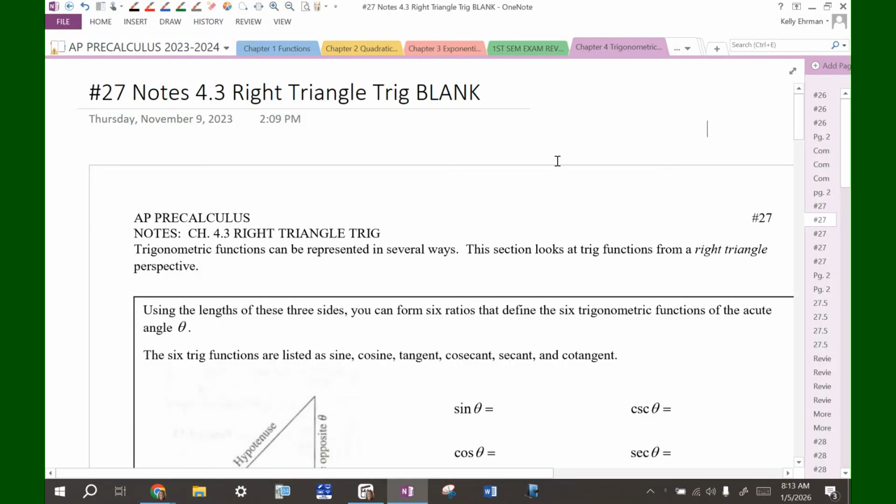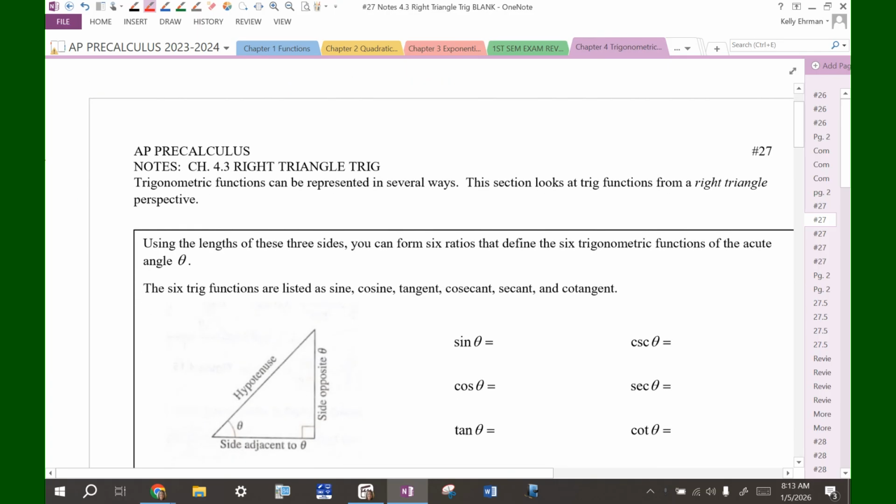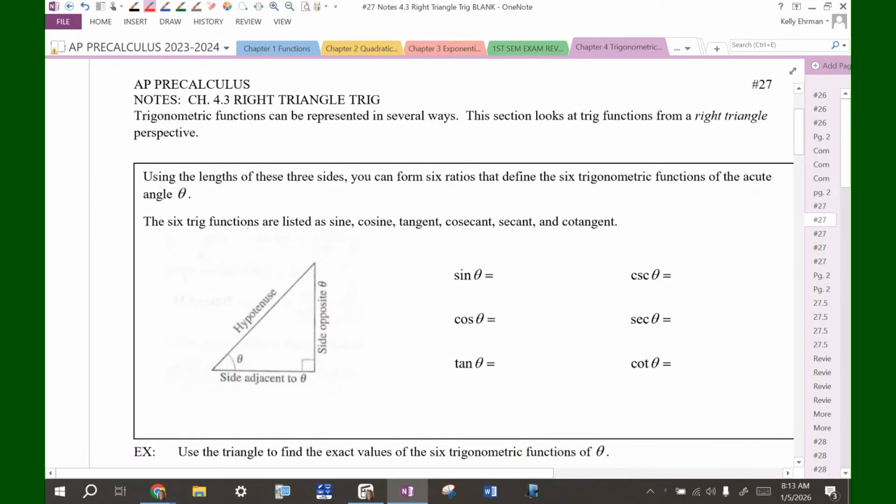All right, today we are doing notes number 27, and we're talking about right triangle trig. You might remember some of this from geometry. You learned SOHCAHTOA, I believe, to solve right triangles and figure out missing sides and angles. So we're going to be doing a little bit of that today. We can represent trig functions in a lot of different ways, so we're looking at the perspective of right triangles for this.